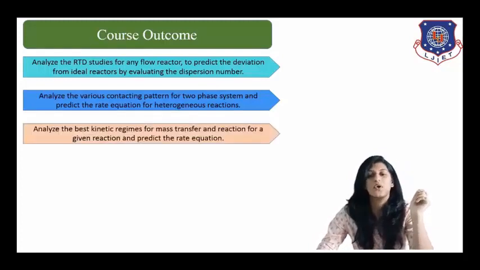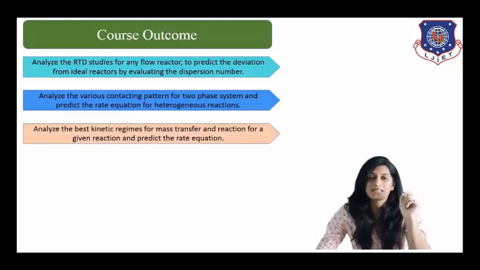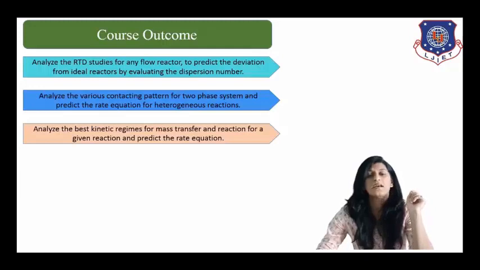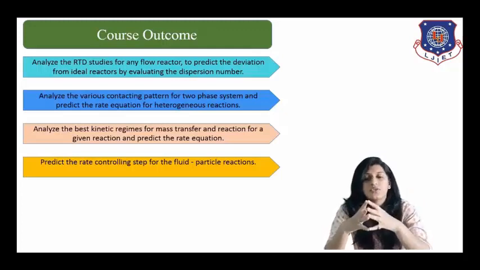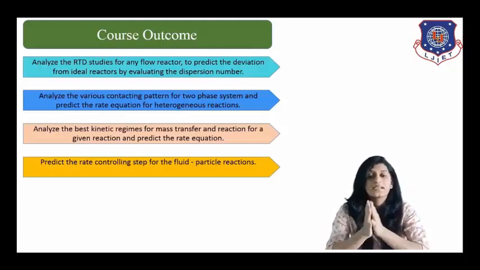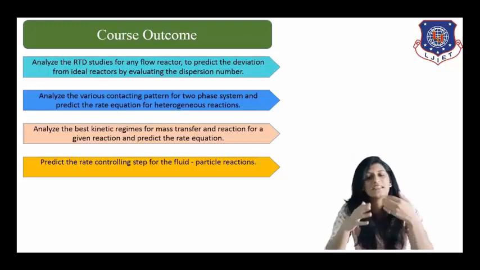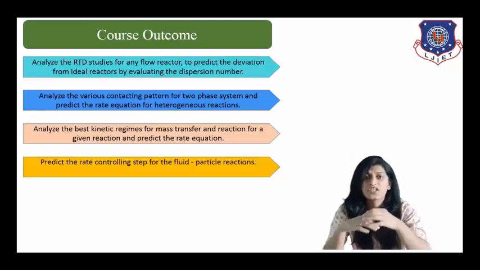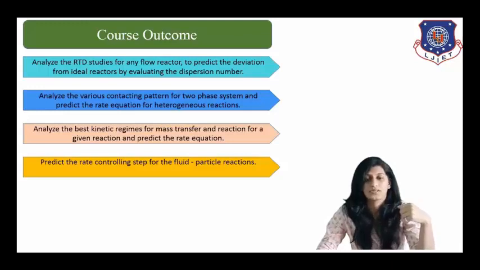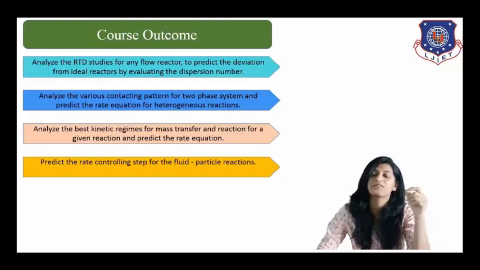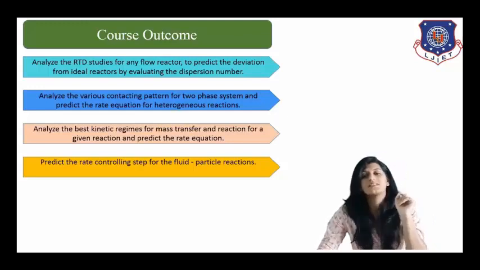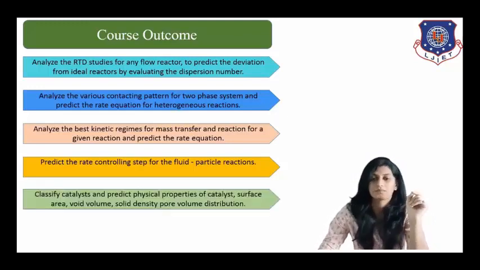After that, we can also analyze the best kinetic regime for mass transfer and reaction for a given reaction, right? After that, there is the rate controlling step. We can predict the rate controlling step when a reaction takes place in multiple steps. When there are multiple steps for any given reaction, we can easily predict which is the rate controlling step.